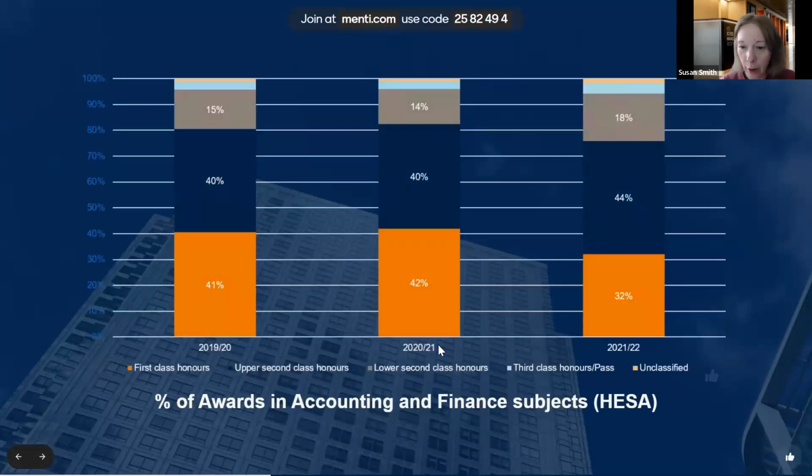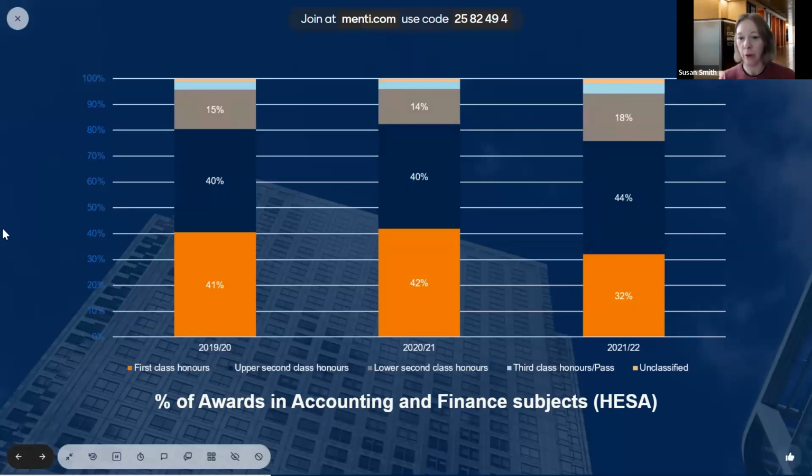So what does this look like for accounting and finance? Well, I took some of the HESA data that's available and tried to have a look at it for our discipline, to put this into context as to whether we're in line with the general sector or out of line. Now, the big difference in my data set, which I took from HESA, is that it does include the international students.